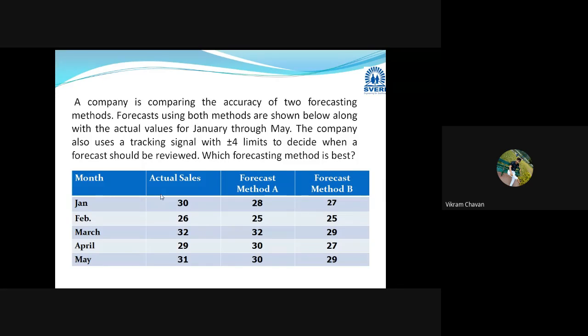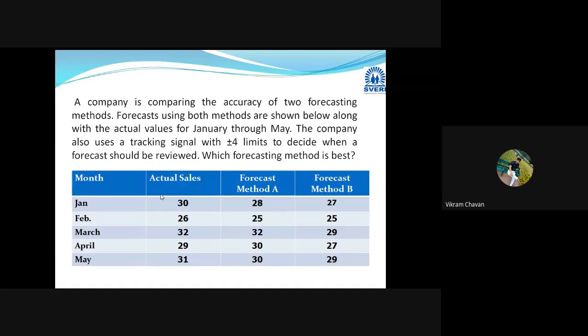for January through May. Okay, that is nothing but from January to May. The company also uses a tracking signal with plus or minus 4 limits to decide when a forecast should be reviewed. Which forecasting method is best?